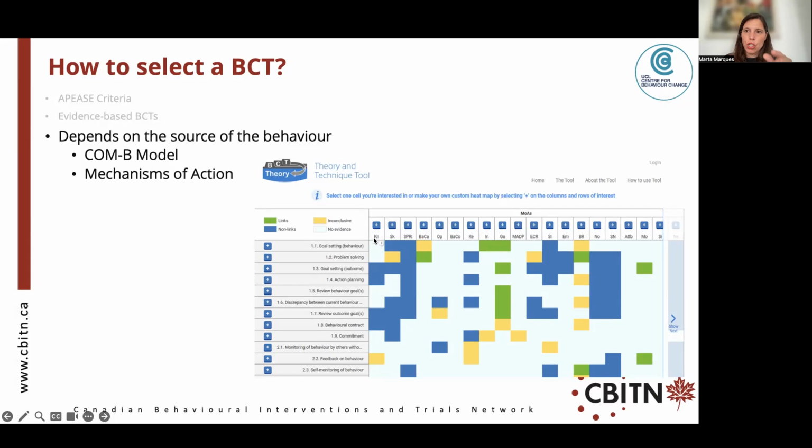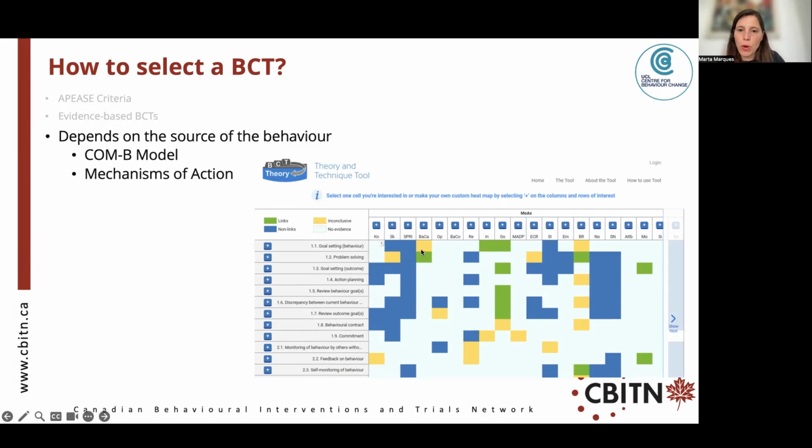You have knowledge here, the first one, when it has a K and an N is knowledge. And then on the left side, you have the behavior change techniques. You can see, for example, that there's no evidence that goal setting or problem solving will increase your knowledge. There is evidence that goal setting, outcome, or action planning have no link with increasing knowledge. But for example, providing feedback on behavior is inconclusive.